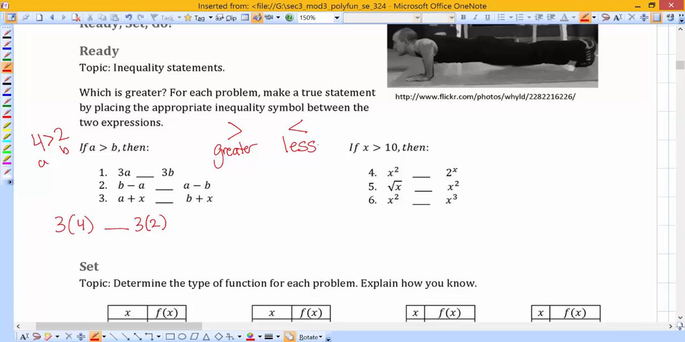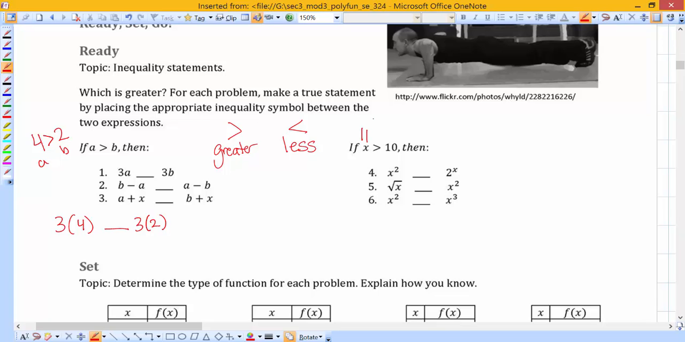In 4, 5, and 6, you're using if x is greater than 10. So would I want to use 9? No, 9 is not greater than 10. You need to pick a number greater than 10. Can I use 10? Nope, 10 is not greater than 10. It equals it. So I need to use an 11 or a 12 or 13 or a 14, as long as it's bigger than 10.